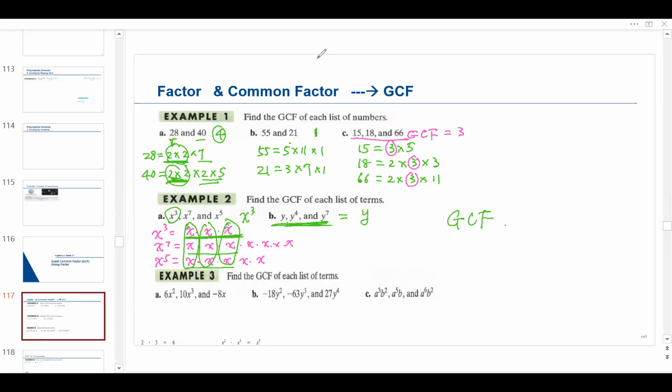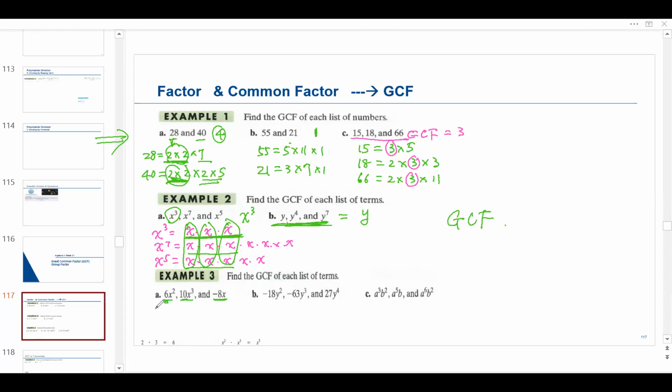All right, so we go a little bit further. When we go to more complicated terms, how do we find their greatest common factor? Like this example, 6x squared, 10x cubed, and negative 8x. Terms are made of coefficients and variables. The coefficients work just like the first section here. They have a greatest common factor: 6, 10, negative 8.